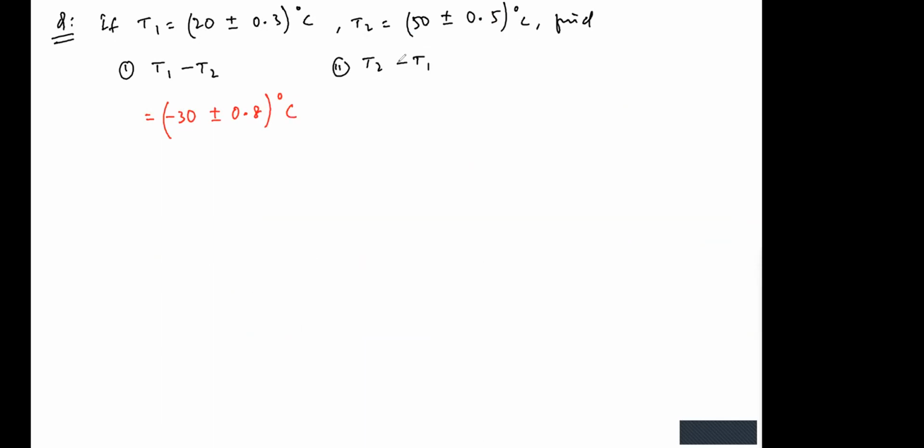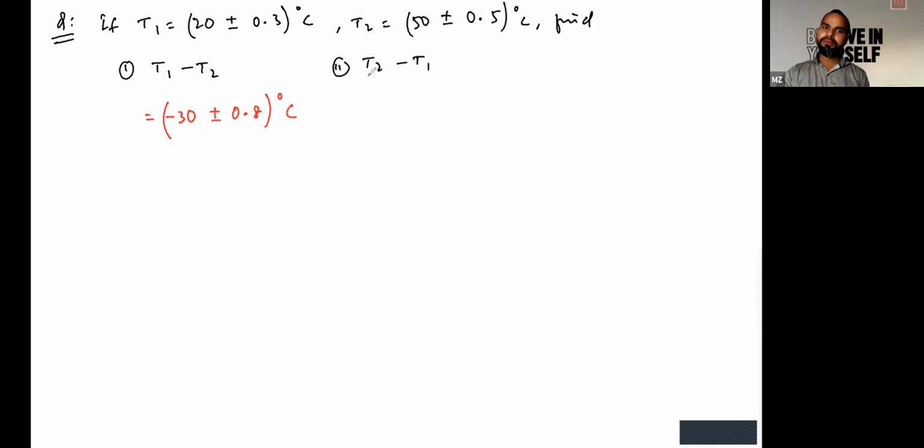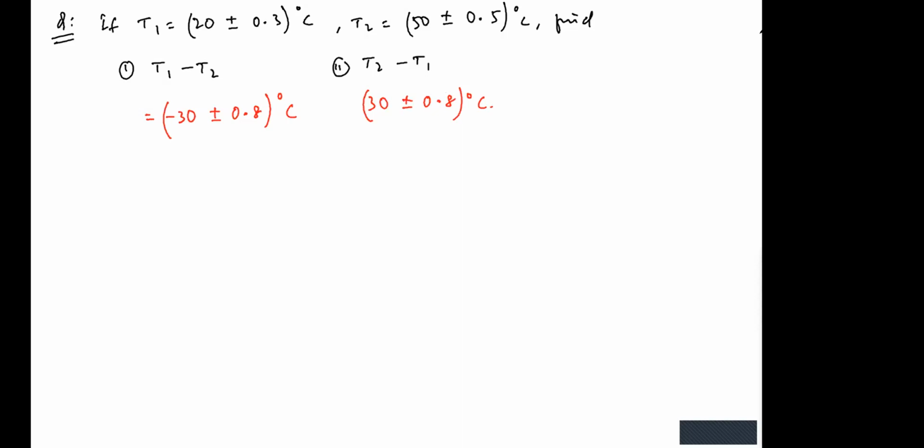Okay, sir. Similarly, if you subtract it from T2 to T1, it will be 50 minus 20, 30 plus minus 0.8 degrees Celsius. Is it clear now? Sir. Just try it.